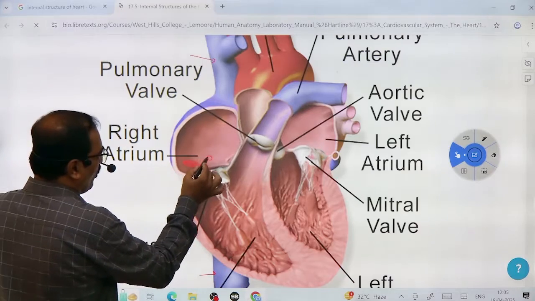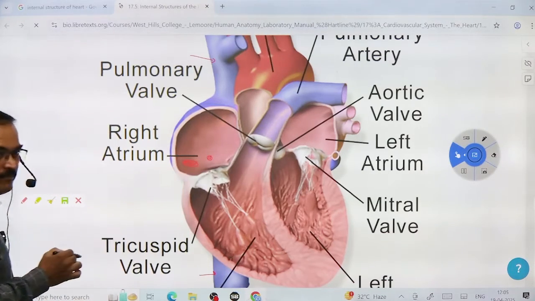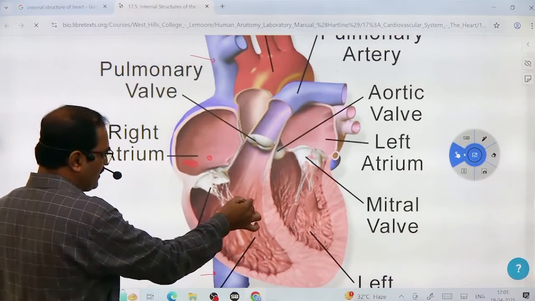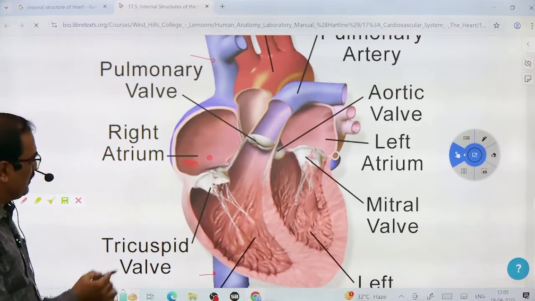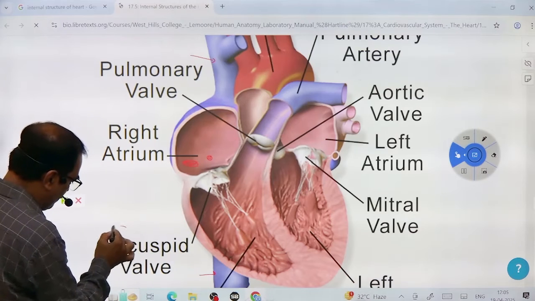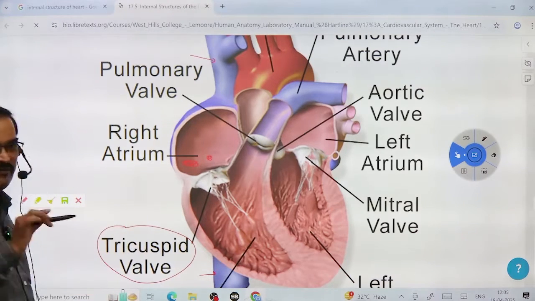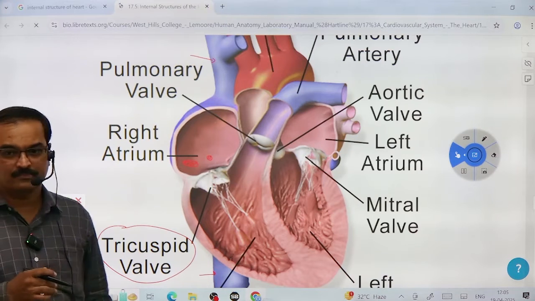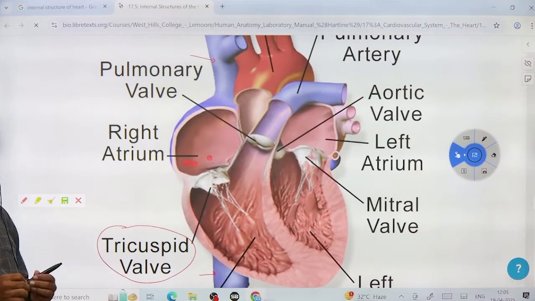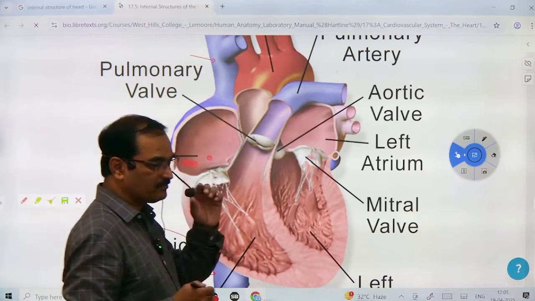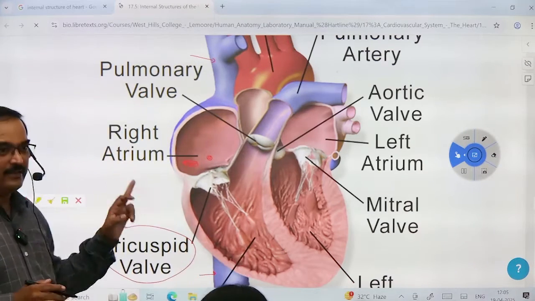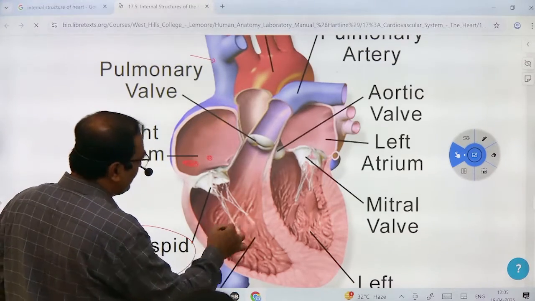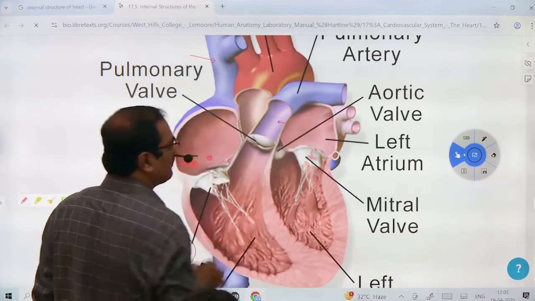What is the name of wall present on this? Thebesian wall. Okay. Then from the right atrium blood enters into the right ventricle by opening which valve? What is the other name of tricuspid valve? Right atrioventricular valve. Okay.